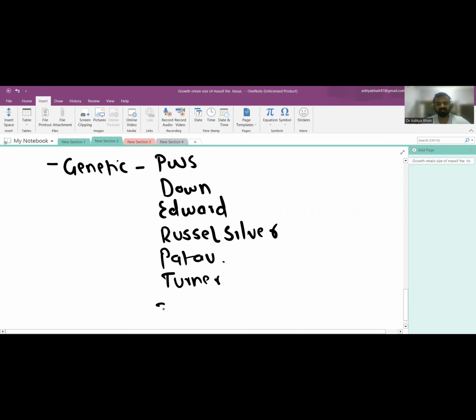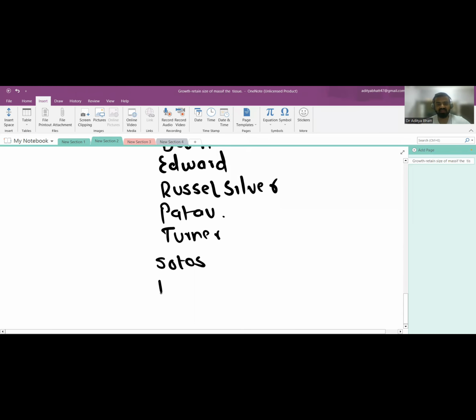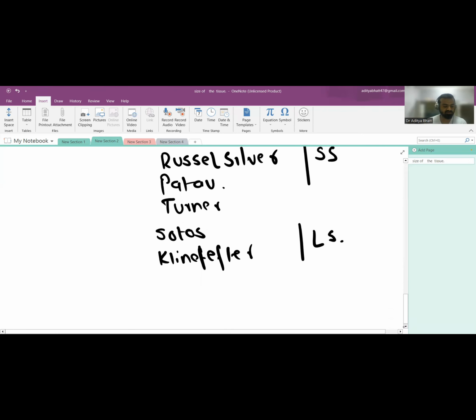While in syndromes like Sotos syndrome, which is cerebral gigantism, or Klinefelter syndrome, the final height is increased. So here there is short stature, and here the child has long stature, macrocephaly or megalencephaly. And again, the genetic factors and genetic syndromes are very, very important.